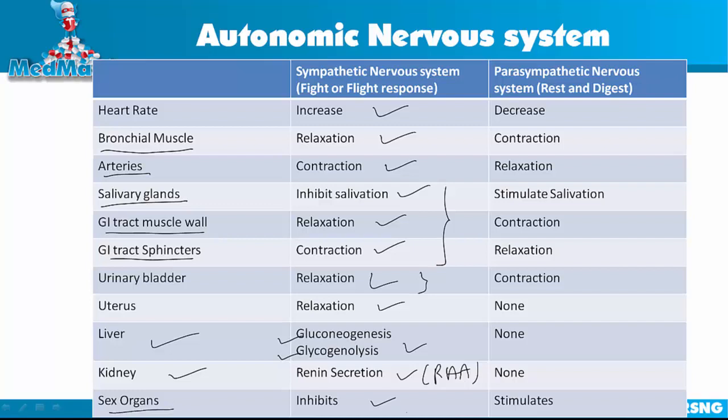It's totally opposite in the parasympathetic nervous system. Heart rate increases in the sympathetic nervous system, and it decreases in the parasympathetic. Bronchial muscles relax in the sympathetic, and they contract in the parasympathetic nervous system. Now, we have looked at this description a lot of times. Let's look into it in a little more detail and see if we can break this down and understand it better.